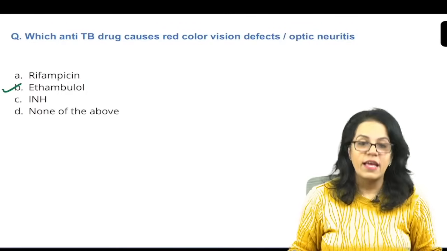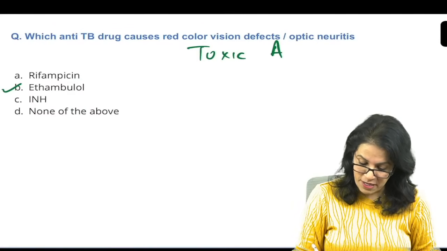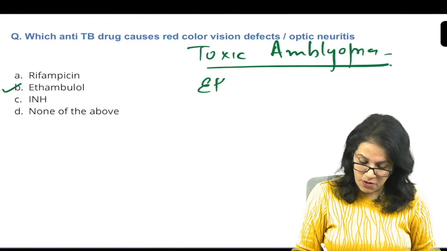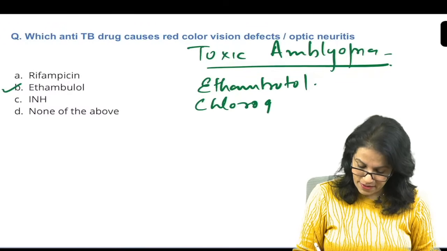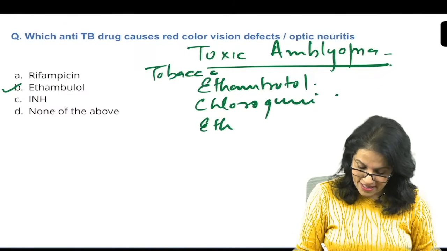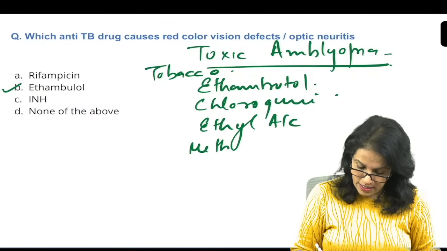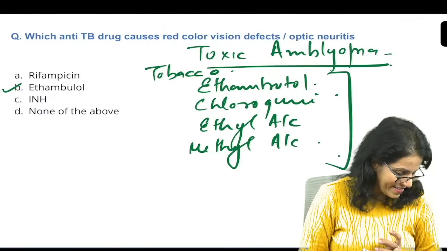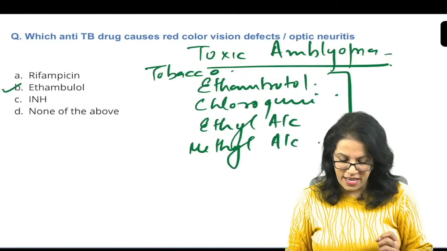This is ethambutol. Any optic neuritis due to drugs, what do you call it? Toxic amblyopia. It's an old term, but we have to be familiar with it. It is toxic amblyopia. And if you remember, we have learned in the class, ethambutol is one. What is the next drug which can lead to it? Chloroquine. You know? Then ethyl alcohol. Of course, tobacco. Let's not forget tobacco. Ethambutol, chloroquine, ethyl alcohol, and methyl alcohol. These should be very, very thorough to you. All these drugs can lead to optic neuritis. Right? Okay. So this was the question.